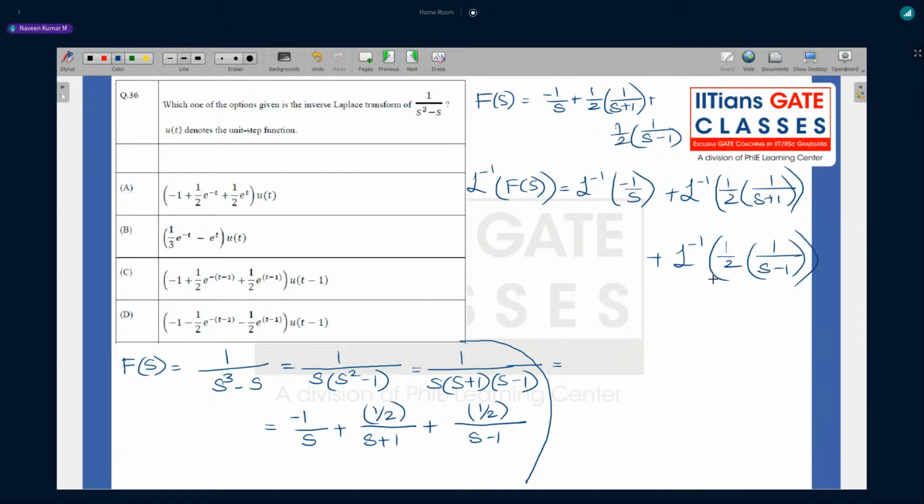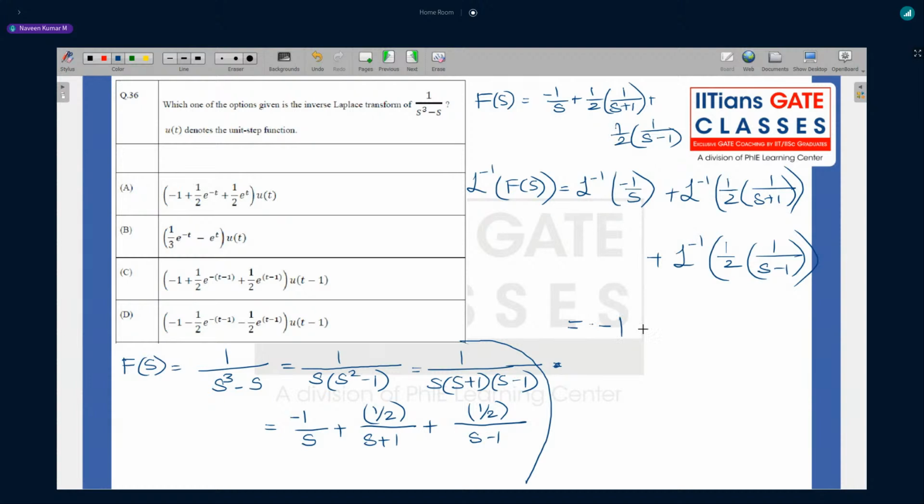If you remember, the Laplace of e power at is 1 by s minus a. So inverse of 1 by s is e to the power of 0. E to the power of 0 is 1. So from here I can write minus outside. So Laplace inverse of 1 by s is e to the power of 0.